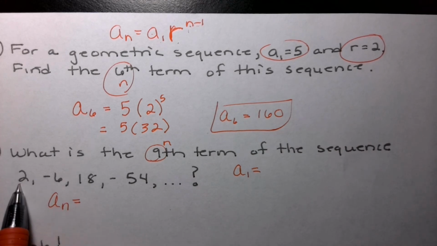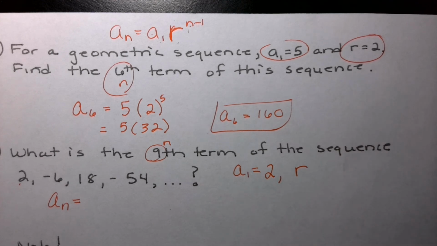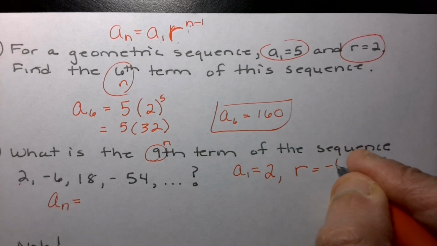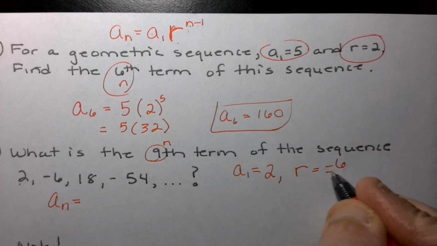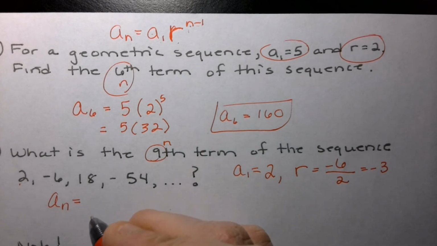It's your first term. It's your 2. And what would your r be? Do you remember how we figured out r on the other side? We took any term and divided by the one just before it. So I'm going to take my smaller, negative 6 divided by the 2 equals a negative 3. So we know our r now. It's negative 3. And I think that's all we need.